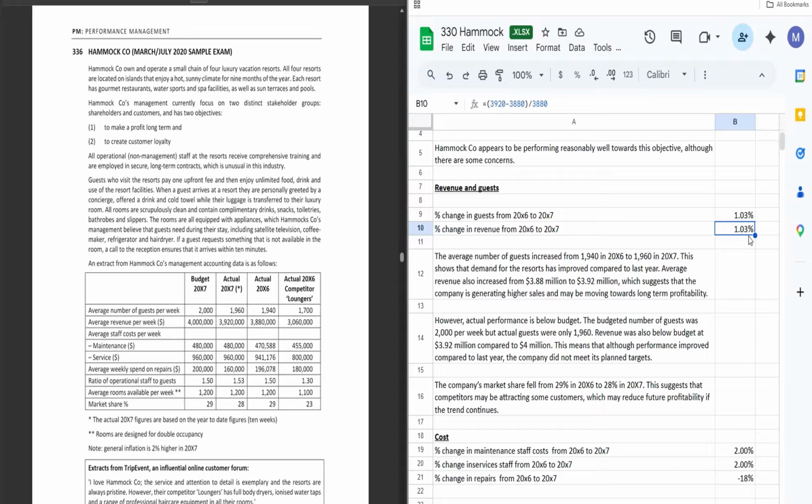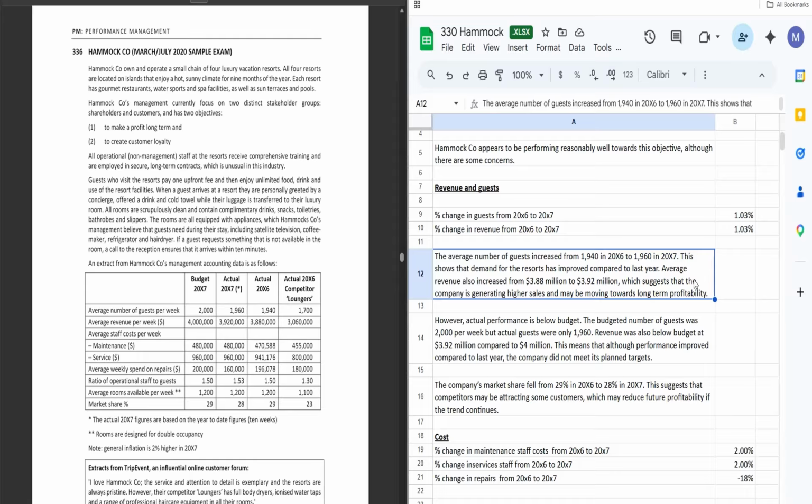And if we see the percentage change in the revenue, I have taken the 3.9 million and 3.8 million, which is the last year figure. I have calculated the percentage change, and it is also exactly 1.03%. So I have explained here: the average number of guests increased from 1940 in 2006 to 1960 in 2007.